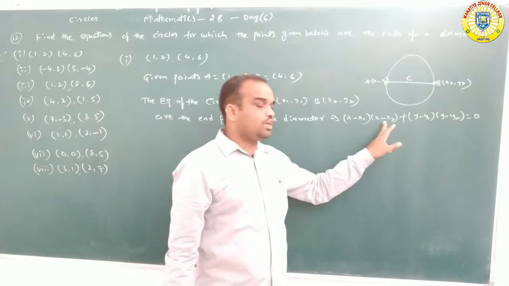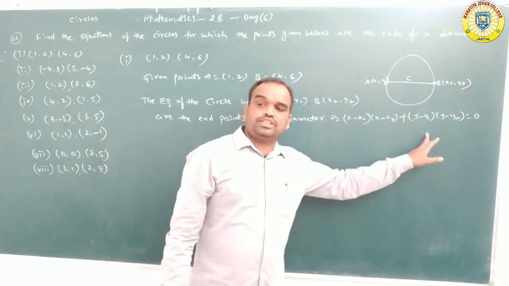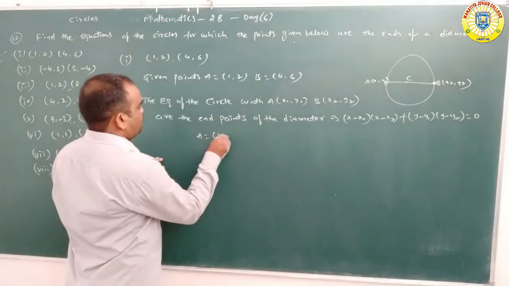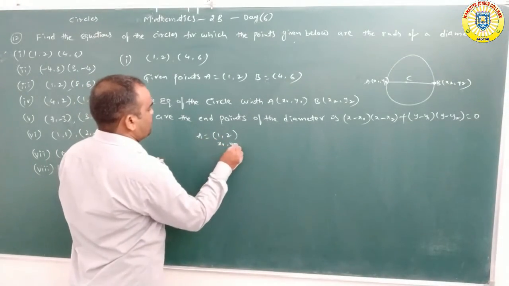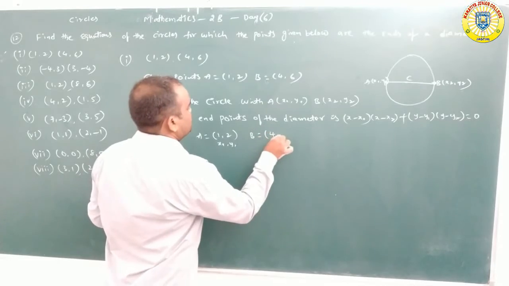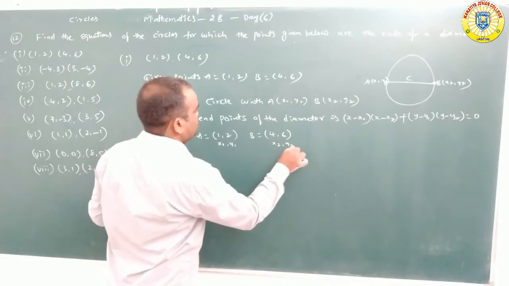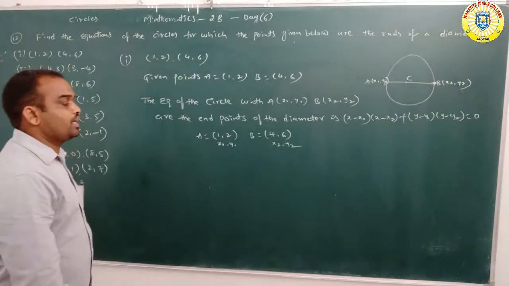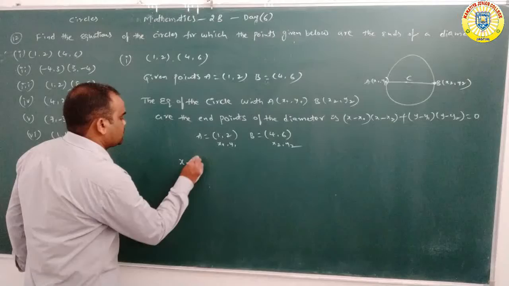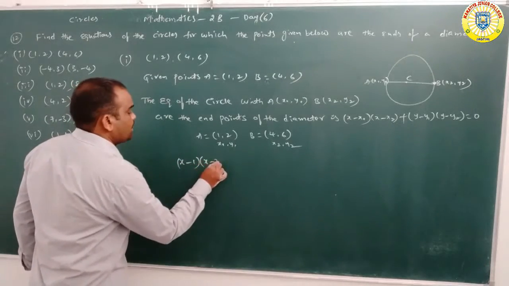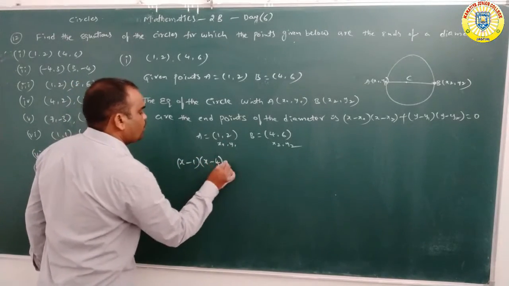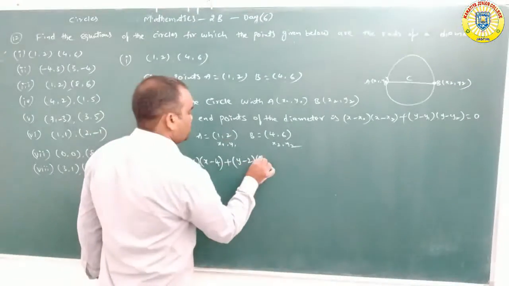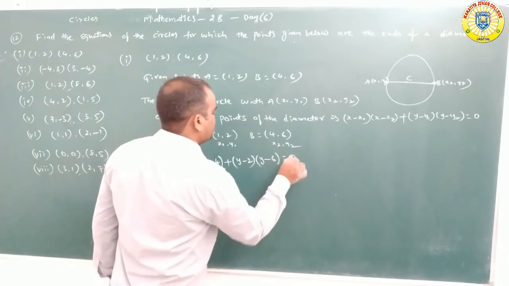x minus x1 into x minus x2 plus y minus y1 into y minus y2. Here the 2 points are given. A is equal to 1 comma 2, that is nothing but x1 comma y1. B is equal to 4 comma 6, that is nothing but x2 comma y2. So we are just substituting the values in that equation and we are getting the answer. x1 is equal to 1, x2 is equal to 4, plus y minus y1, y1 is equal to 2, here y2 is equal to 6, is equal to 0.